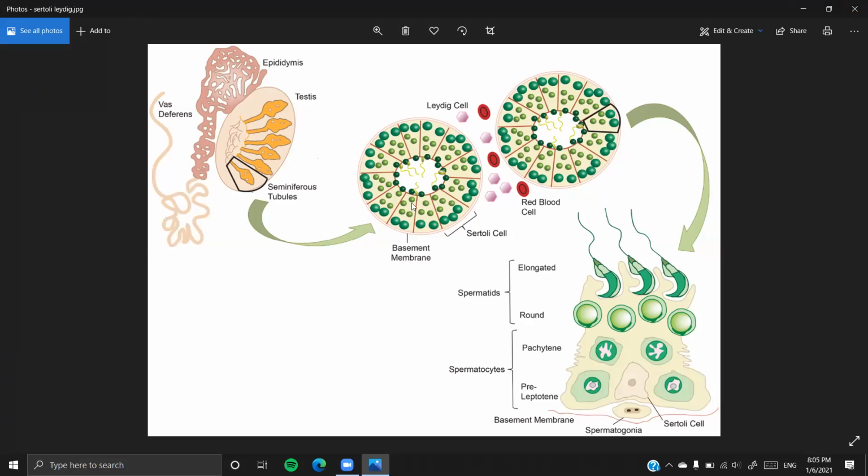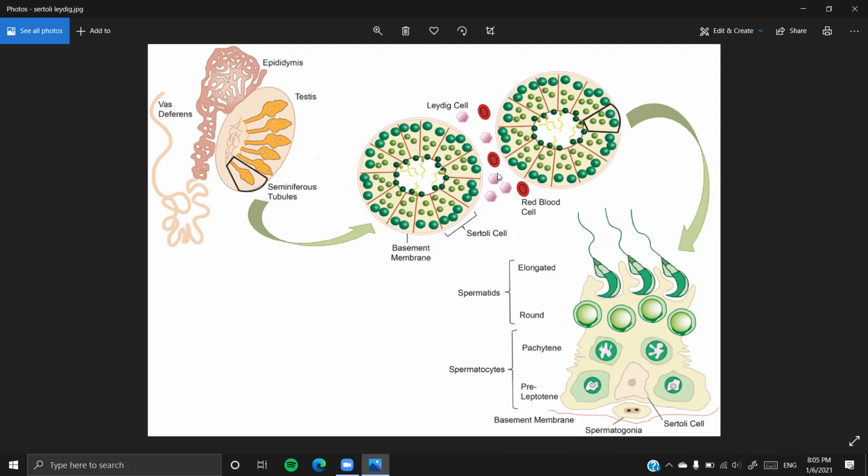If you look at the cross section of the seminiferous tubule, children, here you can see that they are going to have the Sertoli cells. And these Sertoli cells are going to be the ones which are going to nurse them. This is one of the seminiferous tubules. This is the other seminiferous tubule.